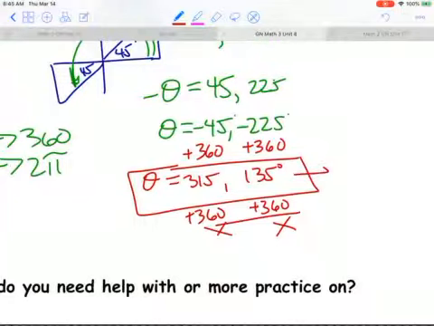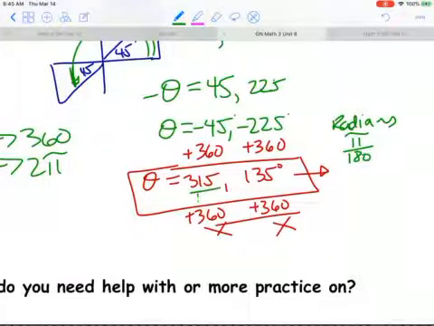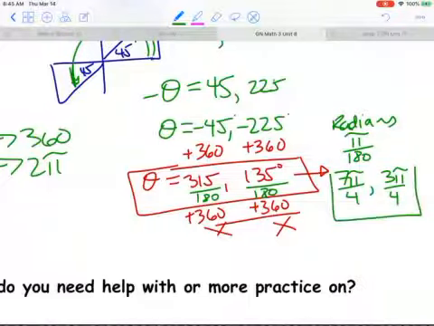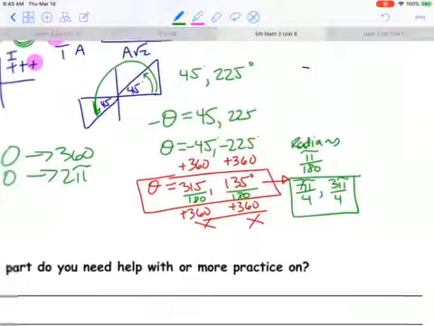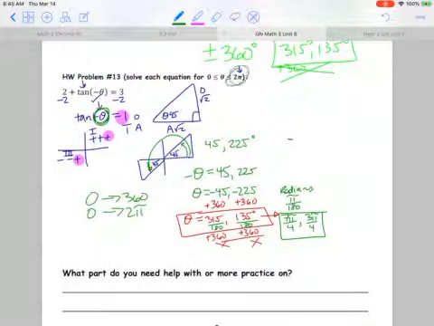And then the last thing is to change this to radians. Remember to change it to radians, you do pi over 180. So you're technically dividing both of these answers by 180. On the first one, we get 7 pi over 4 when you reduce it. On the second one, we get 3 pi over 4 when you reduce it. Those are our final two answers because our problem asked for answers in pi. And that's it.